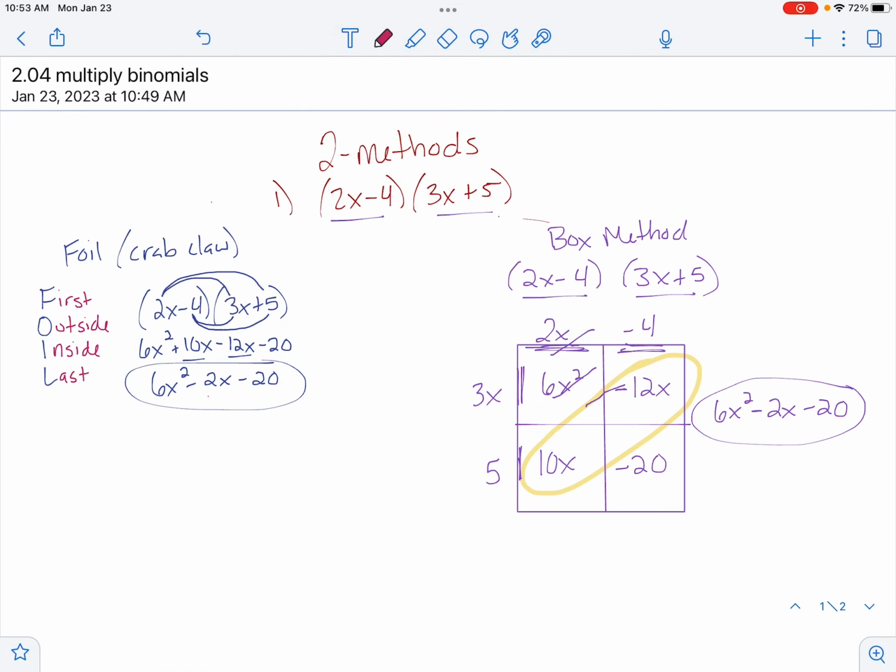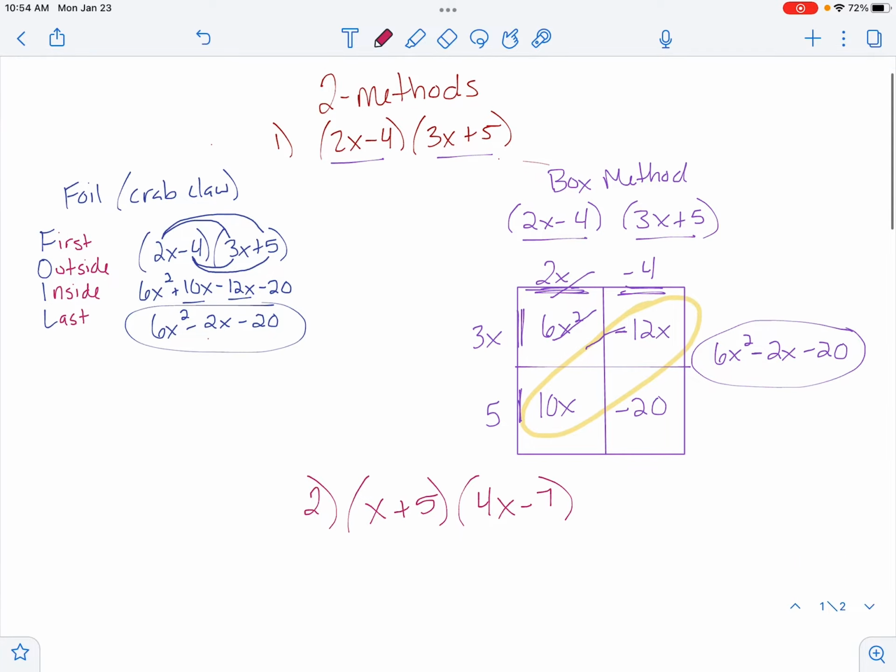Why don't you guys try this one? Go ahead and pause the video. Try number 2 and use both methods, and that'll help you check your work and practice both methods. So let's do x plus 5 times 4x minus 7.